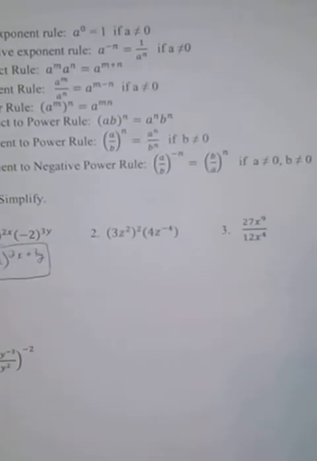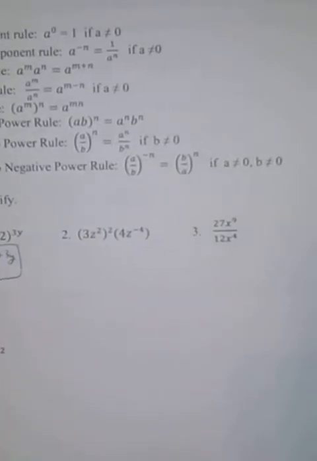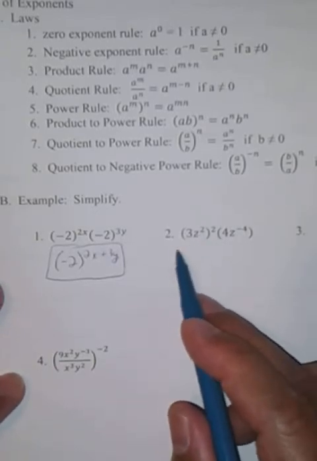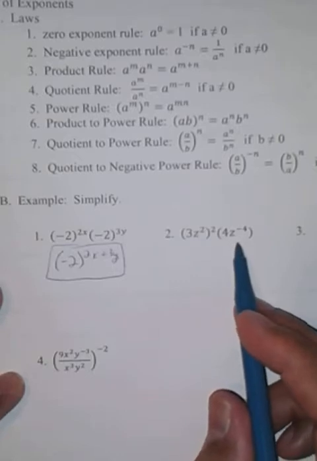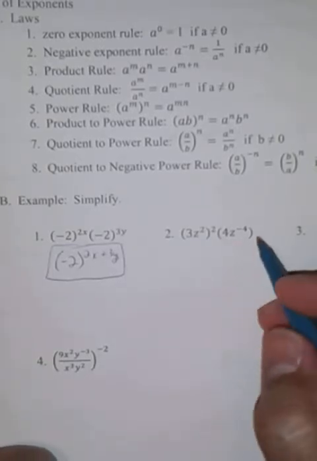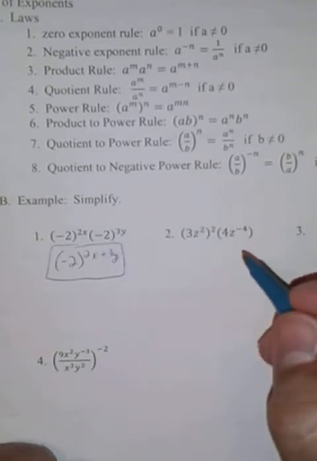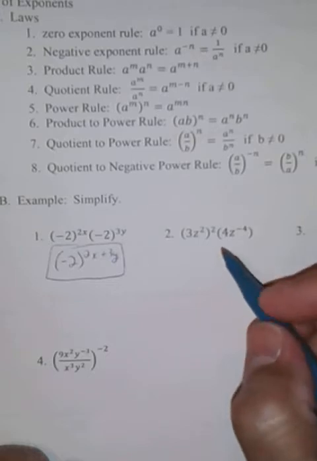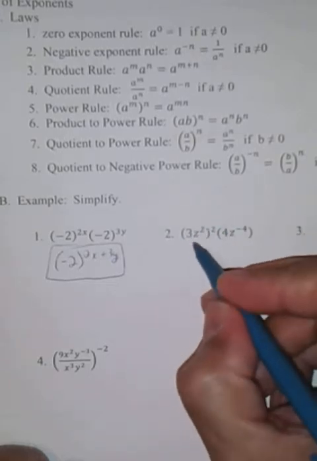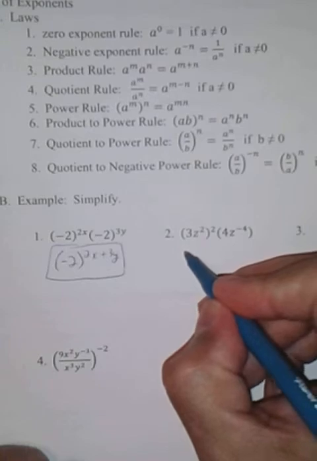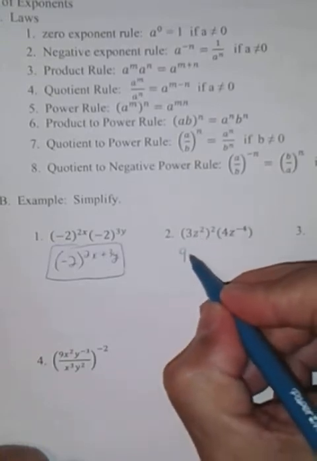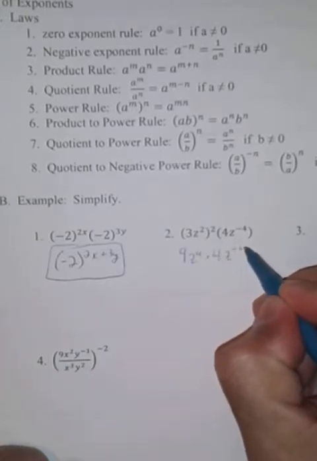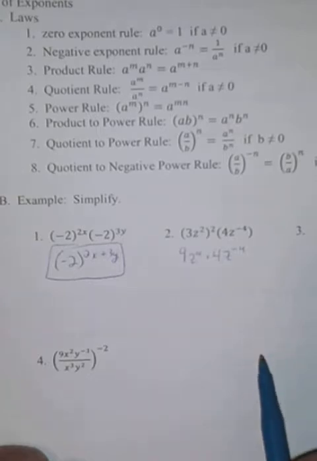All right, let's try number 2. Number 2, 3z squared. That means that the quantity 3z squared is squared, and then times 4z to the negative 4th power, where that negative 4th power is only on the z. Okay, so first we need to square the first quantity, the 3z squared. We're going to square each of the factors. So we're going to square 3. 3 squared is 9. We're going to square z squared. That'll be z to the 4th. And now we're going to multiply times 4z to the negative 4th power. Notice that the negative 4th again is only on the z.